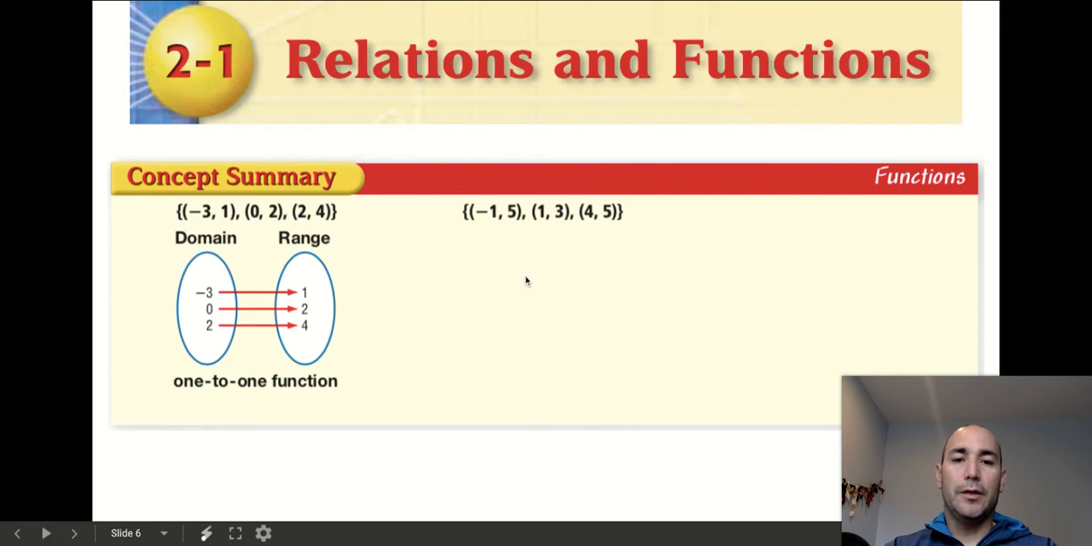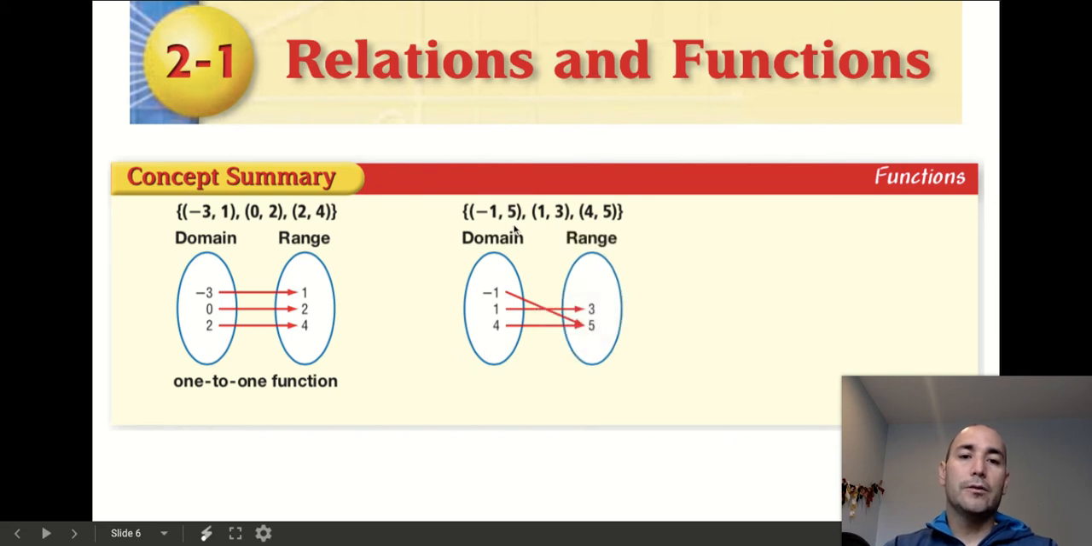Let's look at this relation now. Again, 3 ordered pairs in this relation. And I'm going to go ahead and put the domain in, right? Here's the domain, -1, 1, 4. And then I'm going to go ahead and list the range, 5, 3, 5. But if you notice, the range lists the element 5 only once, because you don't actually duplicate stuff when you're writing out the range or the domain.